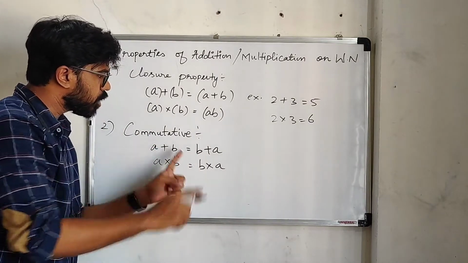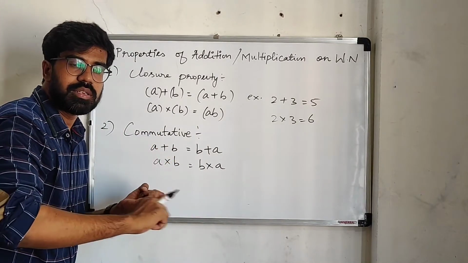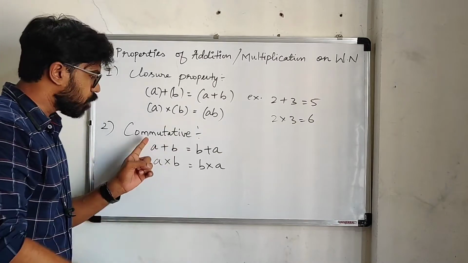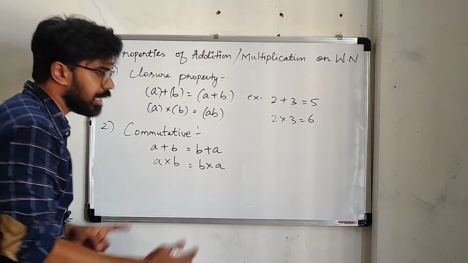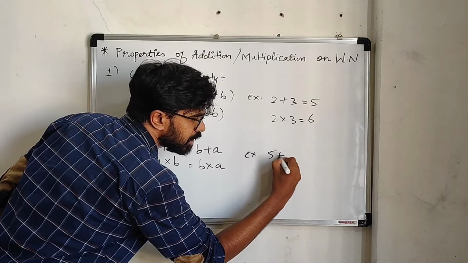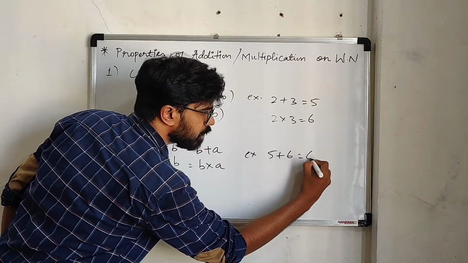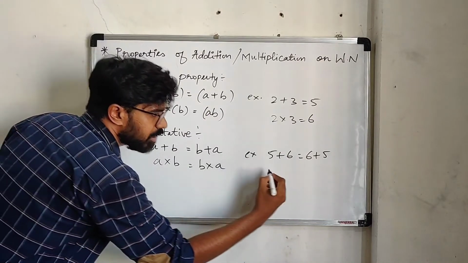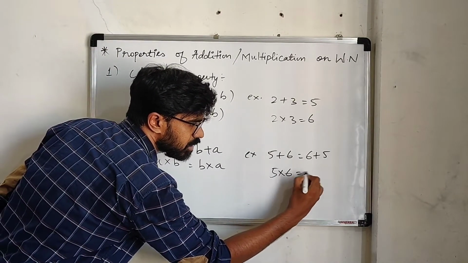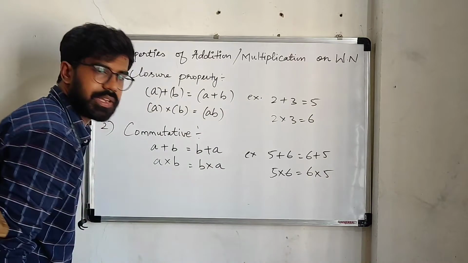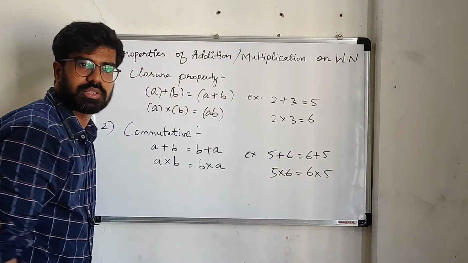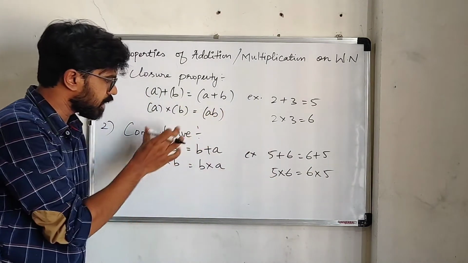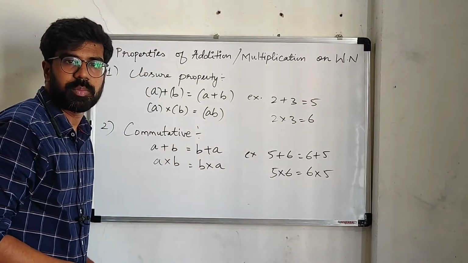All addition is going to be commutative. Similarly, all multiplication of whole numbers is also going to be commutative. Example, say if I have 5 plus 6, which is the same as 6 plus 5, this is 11 only, this is also 11 only. But if I take 5 into 6, this way also I can write 6 into 5, this is 30, this is also 30. So in case of multiplication and addition both, your commutative property is applied.